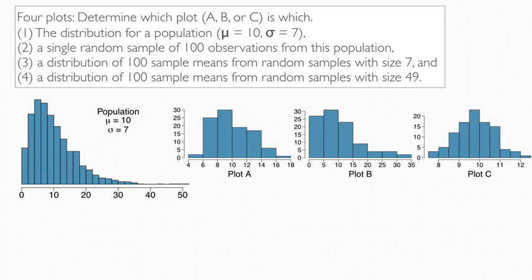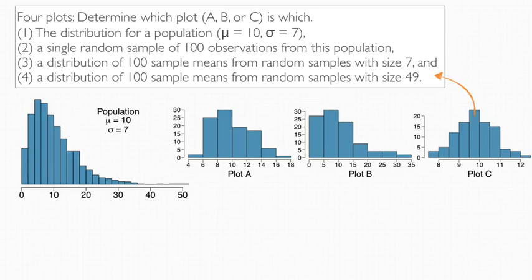The distribution in plot C most closely resembles the normal. Therefore, this must be the distribution with the distribution of 100 sample means from random samples with size 49. Remember, the central limit theorem tells us that sampling distributions will be nearly normal when n is large, so the largest n of the options should yield the most normal looking distribution. We can choose between the remaining two depending on their shapes or spreads.